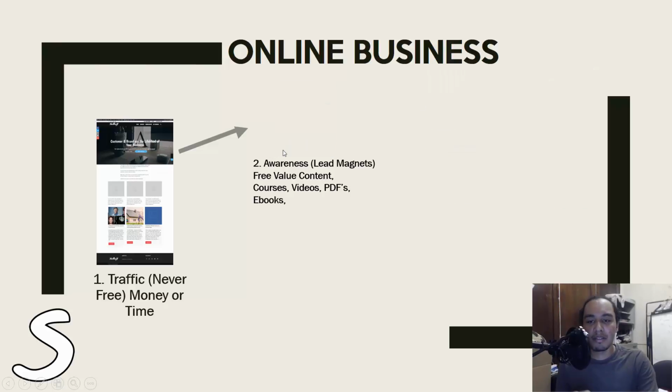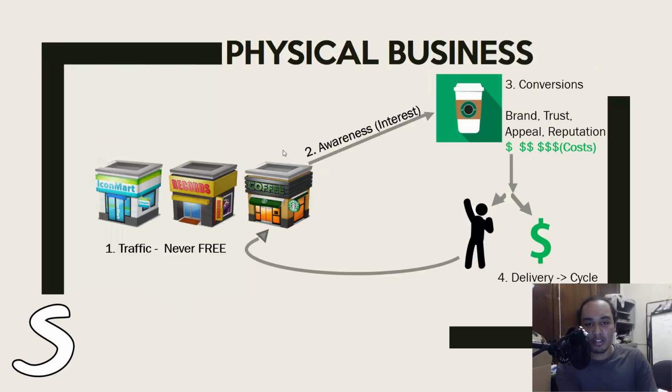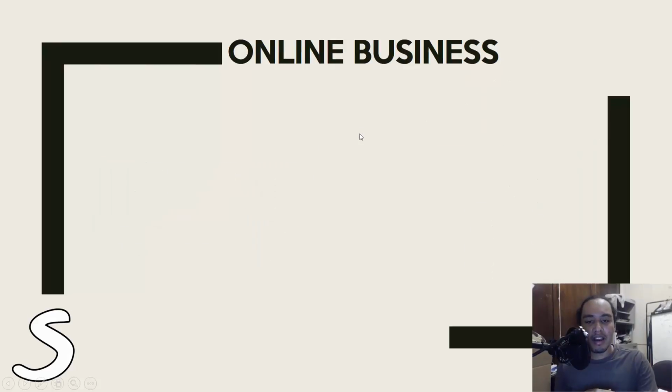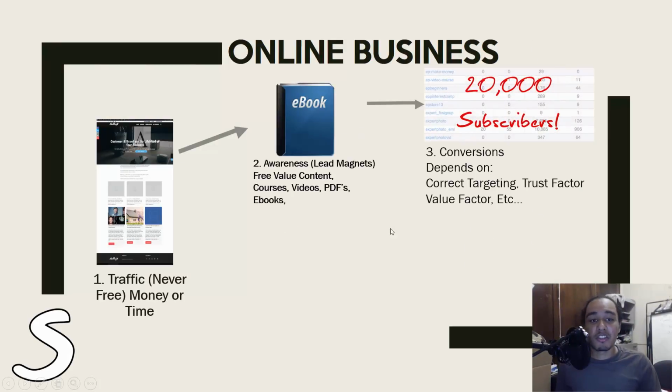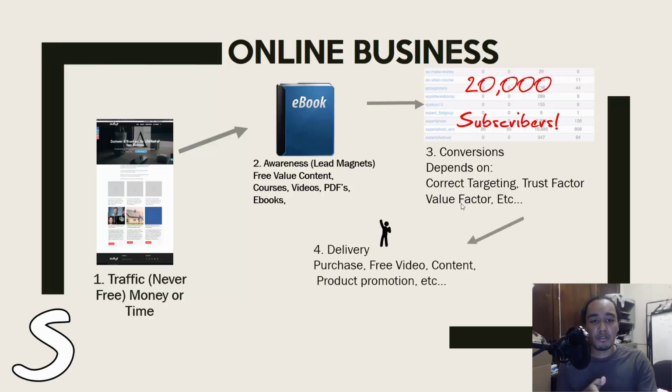Just like in the back steps here, right? Interest. You have to create interest. If they don't have that, then it's basically nothing. So you get conversions, because conversions depend on a lot of stuff: trust factor, value factor, how much you give in, and all the stuff we talked about in the previous part. Just like the physical, from the physical, there's conversions.